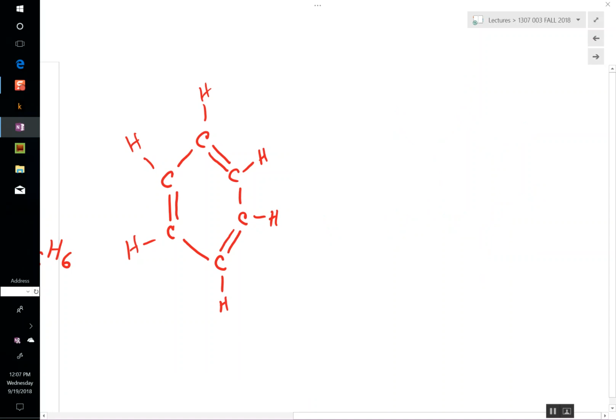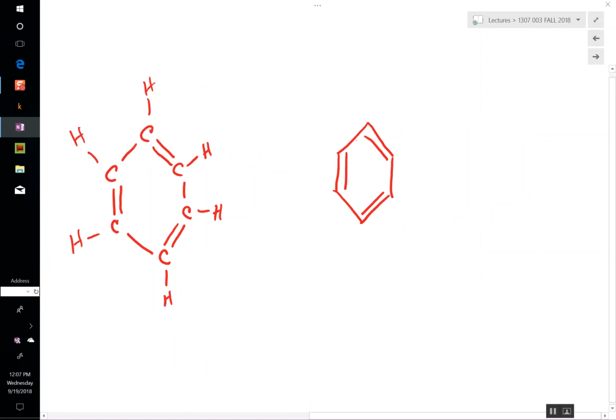All right, so sometimes the line formula of that could be this. That's benzene. Or it could be written this way. Rather than just putting those double bonds around there, they just draw a circle in the middle of the ring. So here's your structural formula. Here's an acceptable line formula. Here's another acceptable line formula for benzene.